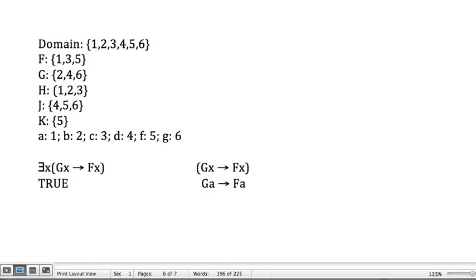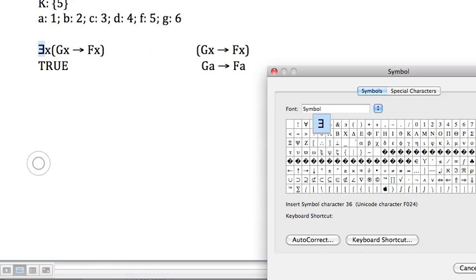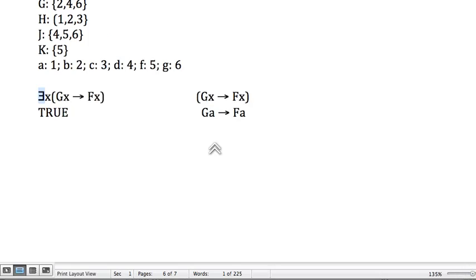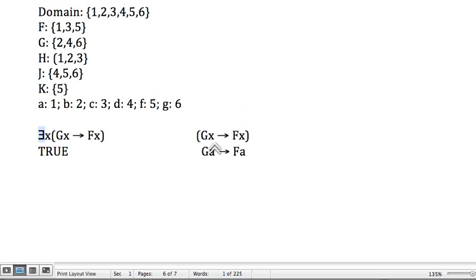My spacing has gotten a bit messed up here. My apologies. This is a problem with Microsoft. But what you can see is that GA is false, and so the whole formula here is going to be true. And that means there is at least one member of the domain that satisfies this propositional function, which means that the sum statement is true.